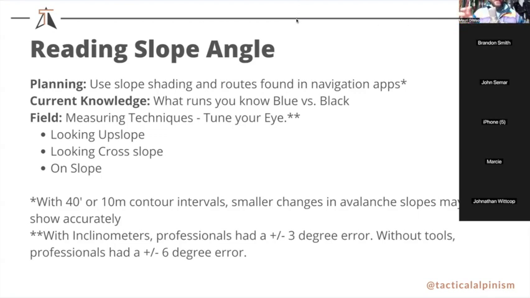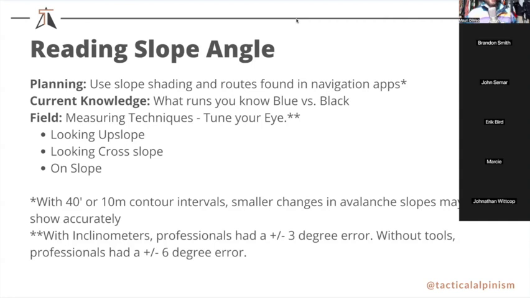Finally, you have your field measuring techniques, and you want to use tools in order to tune your eye to it. Because if you look down at the note at the bottom of the slide, professionals using a tool, an inclinometer either on their phone or on a compass or some other inclinometer tool to measure the slope, had a 3-degree error. So if you want to be absolutely certain you're out of avalanche terrain when using a tool, if you measure 27, you could absolutely still be in avalanche terrain. And without tools, professionals had a 6-degree error.